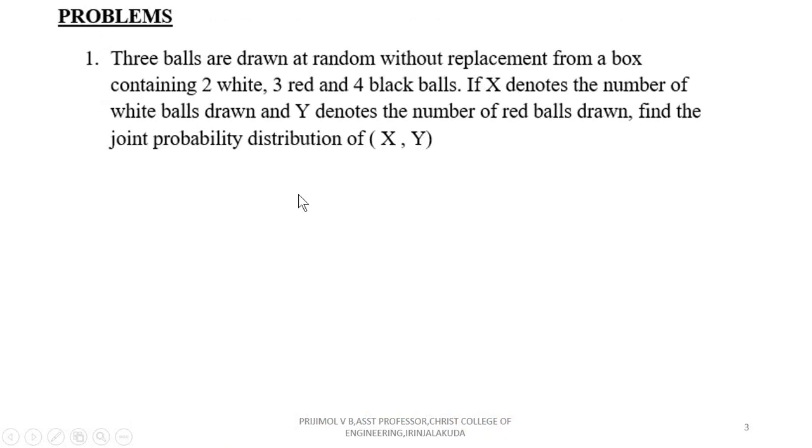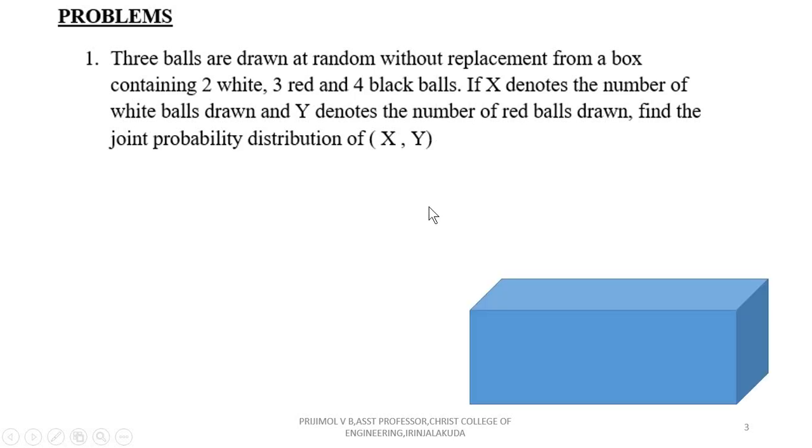Problem 1. 3 balls are drawn at random without replacement from a box containing 2 white balls, 3 red balls and 4 black balls. If X denotes the number of white balls drawn and Y denotes the number of red balls drawn, find the probability distribution of X and Y.